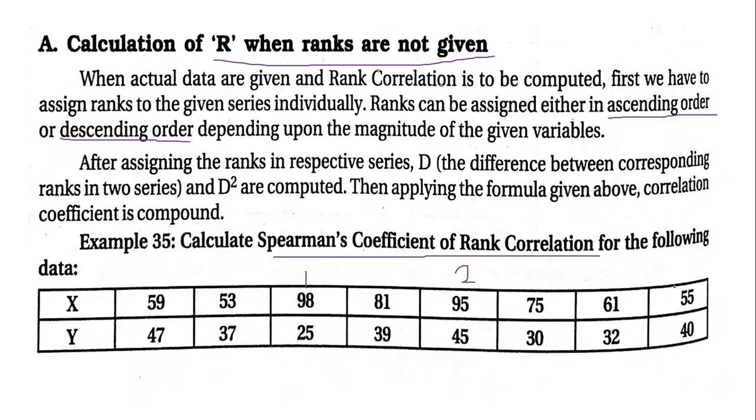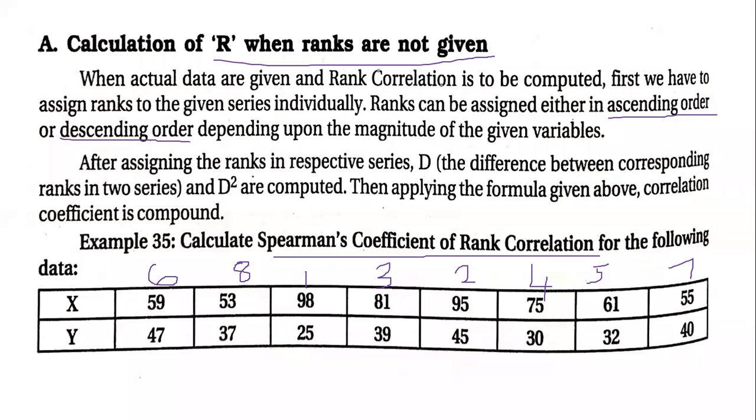Do you have any 90s? No. So 81 will be 3. Then after 81 you have 75, then after 75 it is 61, then after 61 it is 59, then 55, then 58. So like this we are going to rank the data. After ranking the data, we will also rank the data for Y.